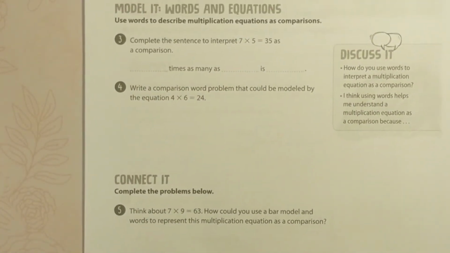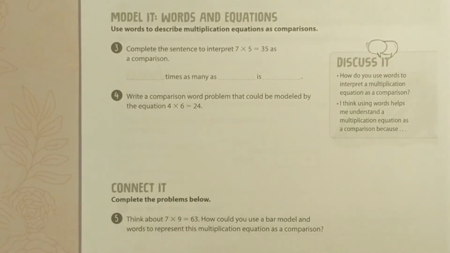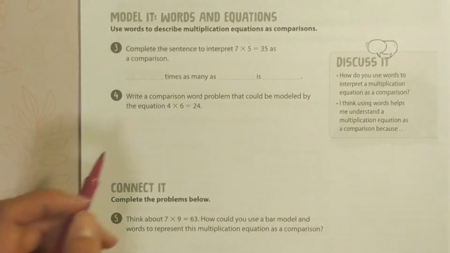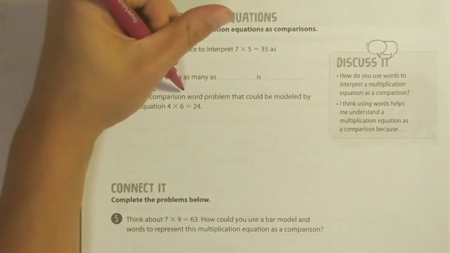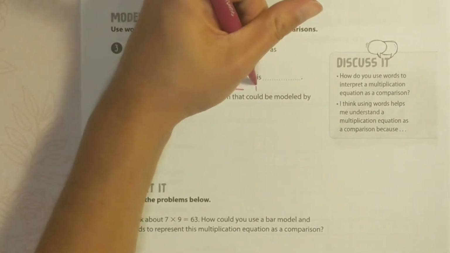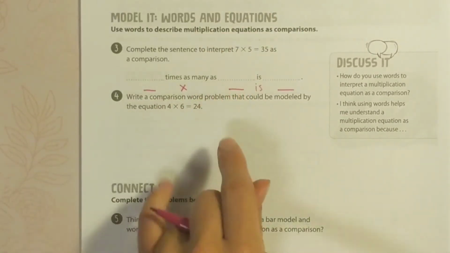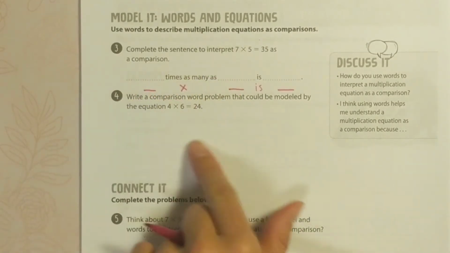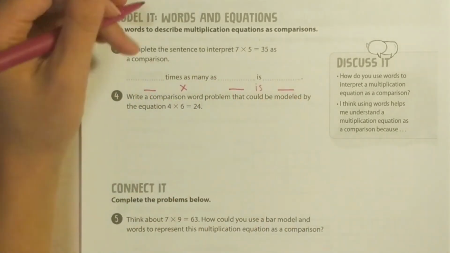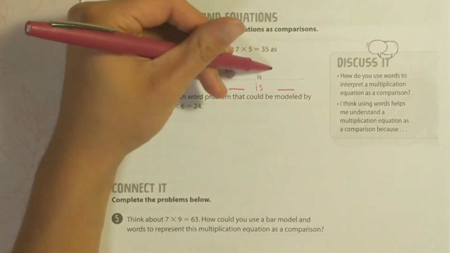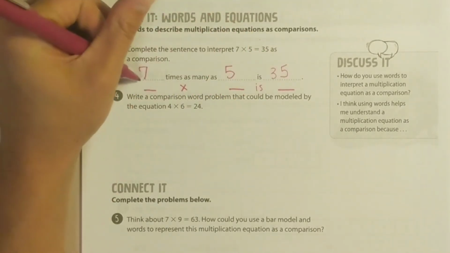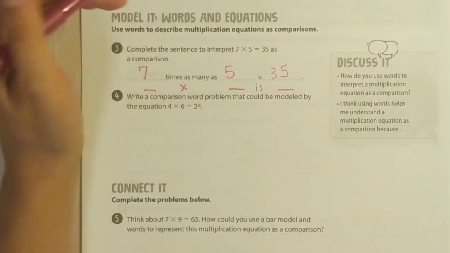Complete the sentence to interpret 7 times 5 equals 35 as a comparison. So this one is tricky with the language. It says times as many as is. So it's asking you blank times blank is blank. So here we would put our smaller numbers to get to our bigger number. So you could say 7 times as many as 5 is 35, or you could say 5 times as many as 7 is 35.